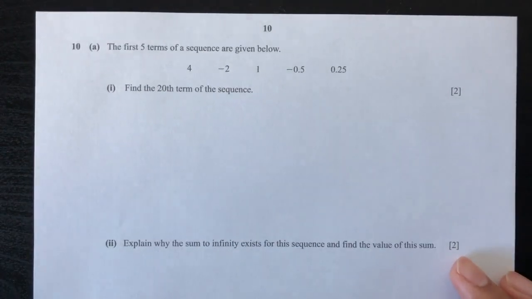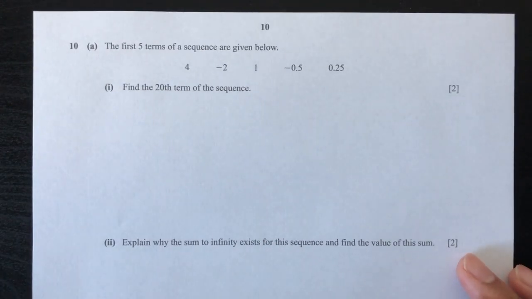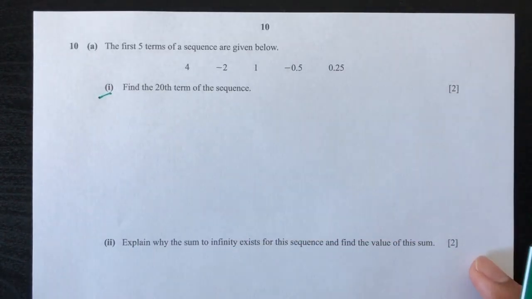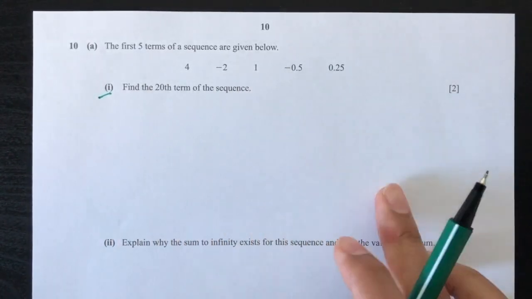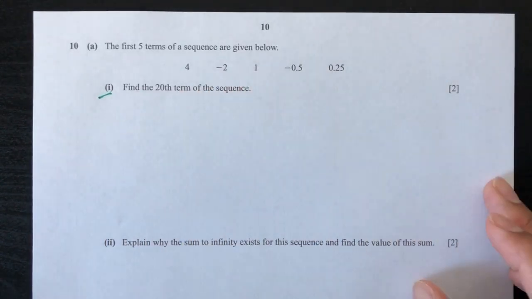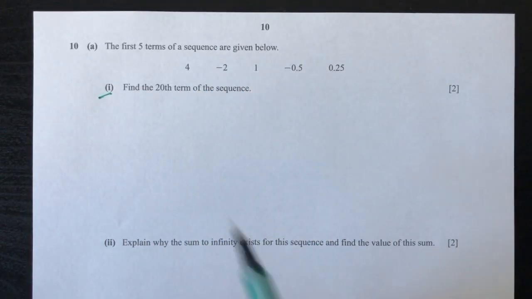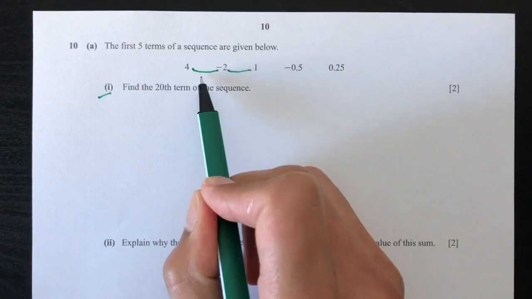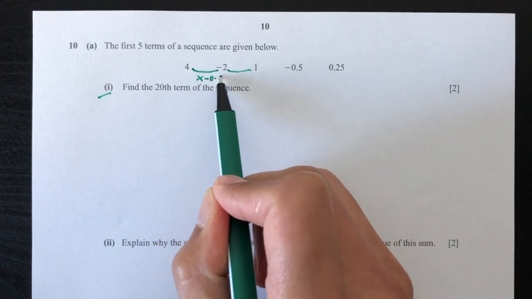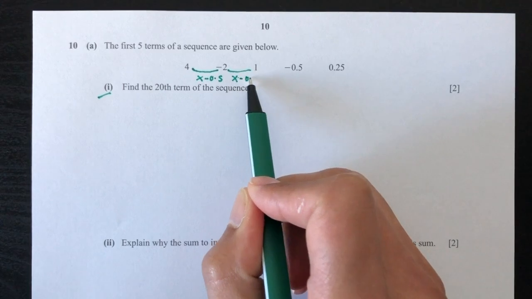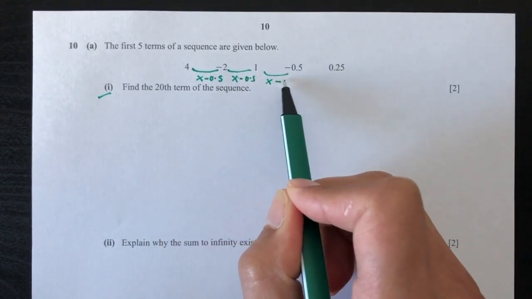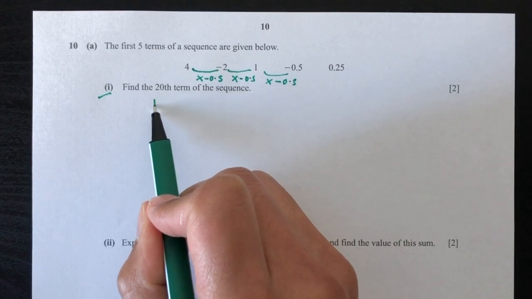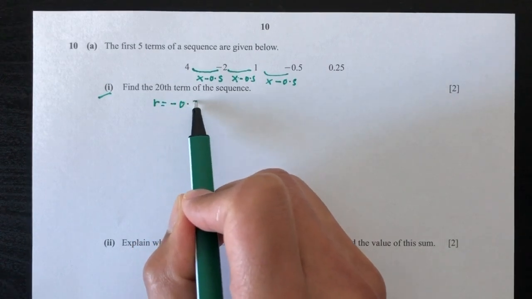Now let's move on to question number 10. The first 5 terms of a sequence are given below. So in part 1, find the 20th term of this sequence. Now first thing we have to see is what kind of sequence this is. By observation you will see that this is a geometric sequence. You have to multiply by minus 0.5, minus 0.5, and minus 0.5 at every turn. So basically your common ratio is minus 0.5.